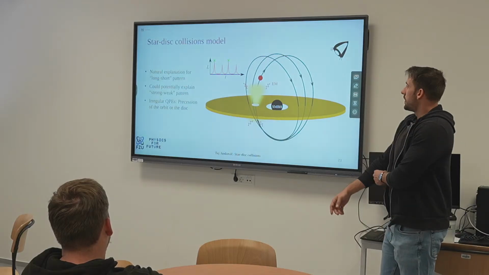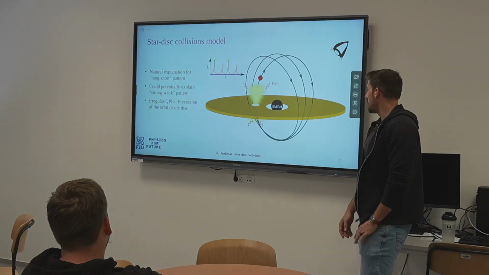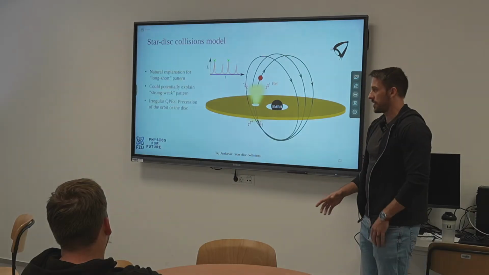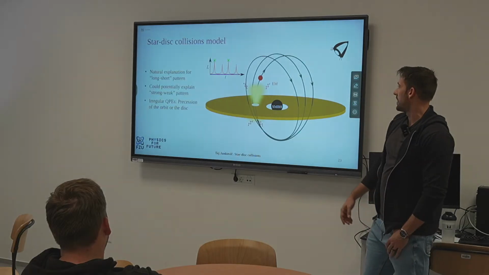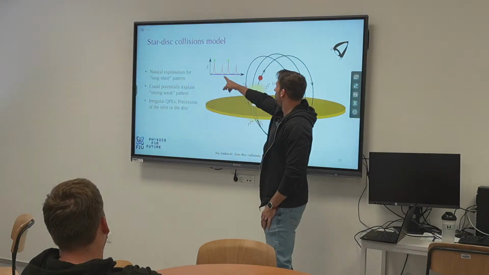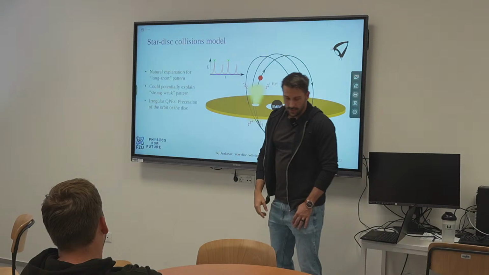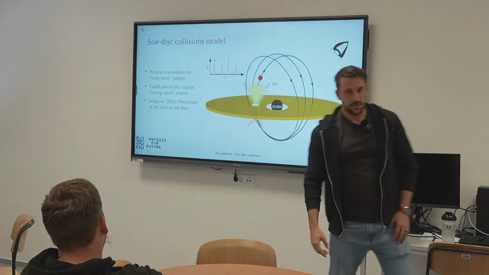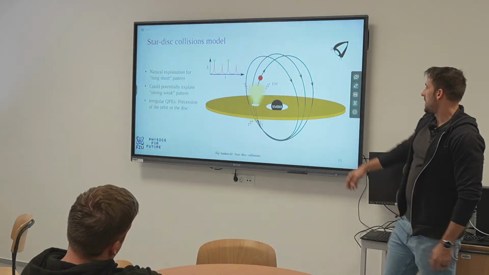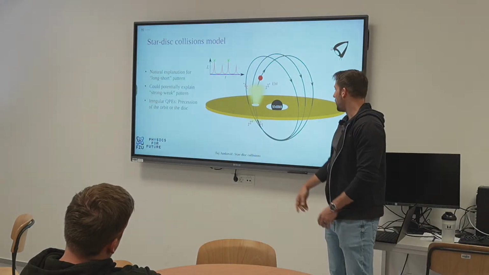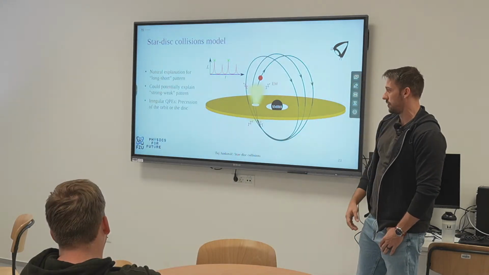Why this model is particularly promising is because it offers a natural explanation for this long-short pattern between different flares, right? If you remember, for example, the duration between these two flares is a bit longer than between these two flares. And this can be naturally explained in this model if you have a mildly eccentric orbit of the star, because the star will spend a bit more time on one side of the disk than on the other, and the observer will likely see just one side of the disk.